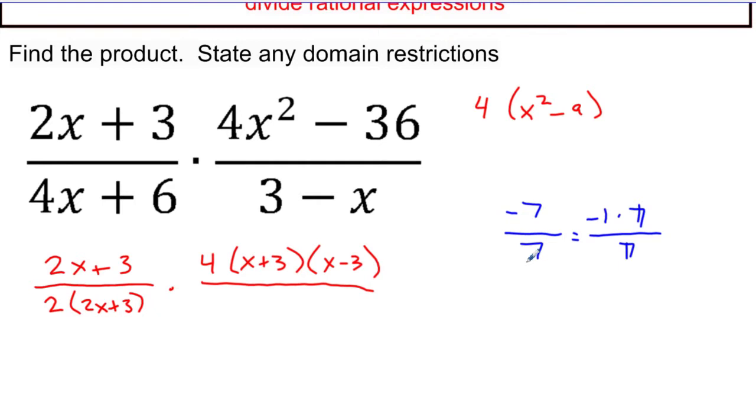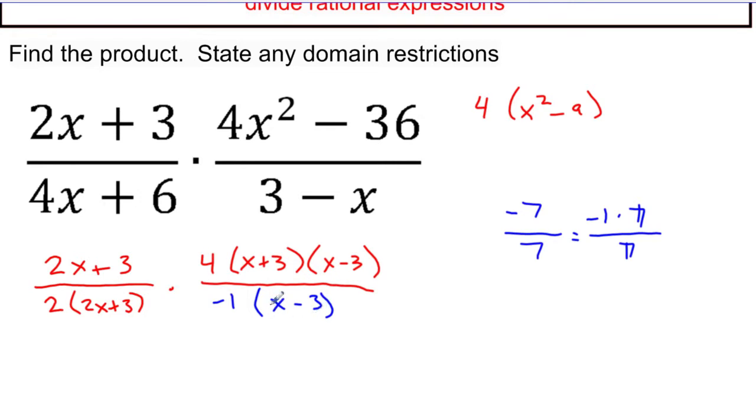So this is the idea that we're going to apply when we look at factors that are off by exactly a negative sign. 3 minus x, if I pull away a negative 1, now becomes positive x and negative 3. So that's one little trick that we need to take into consideration, that we can cancel things that are different as long as they are different by only a negative sign, right? Because of this situation right here.